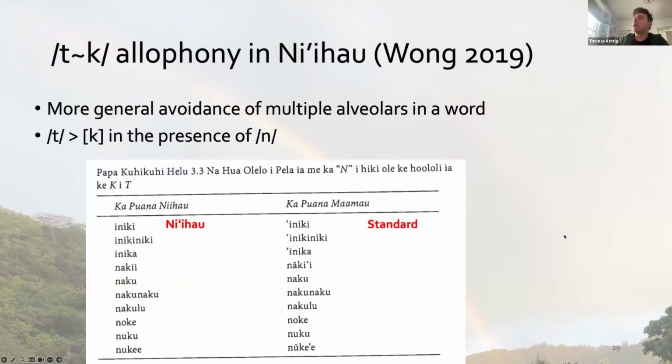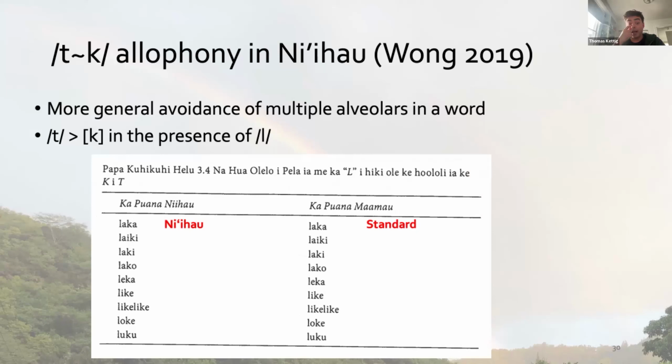But what's also really interesting, that's something that she notices and puts in her tables, is that this also applies to N. So in standard Hawaiian, you have words like iniki and noke, and in Niihau, rather than having initi and toke, you have iniki and noke, just like in standard Hawaiian, again, to avoid the presence of multiple alveolars in the words. So it seems like this is a dissimilation process where some sort of consonant disharmony is happening, where, even though, again, T is the underlying form, in Niihau Hawaiian, the presence of an alveolar N encourages this T to become a K.